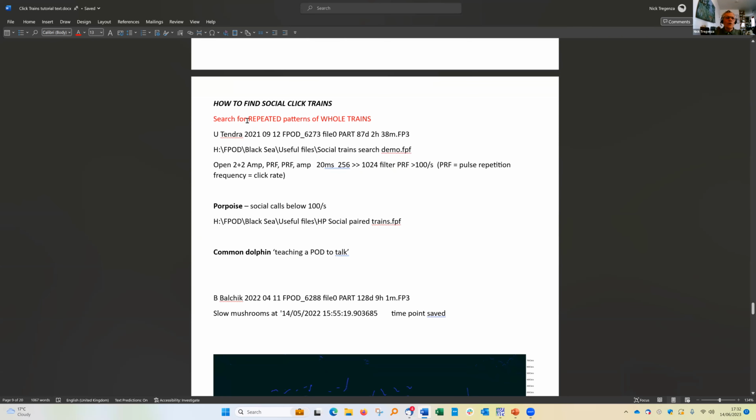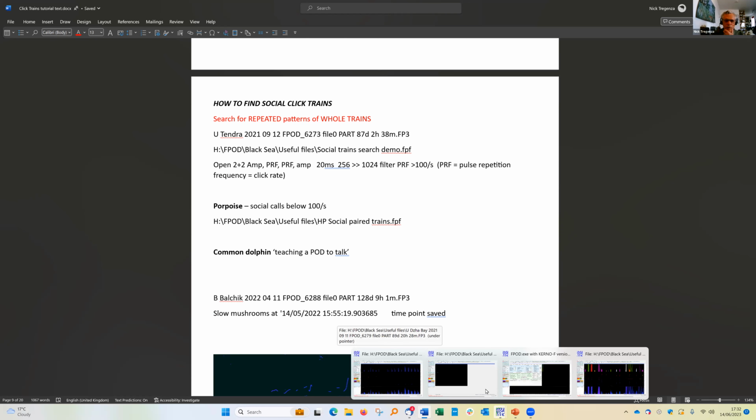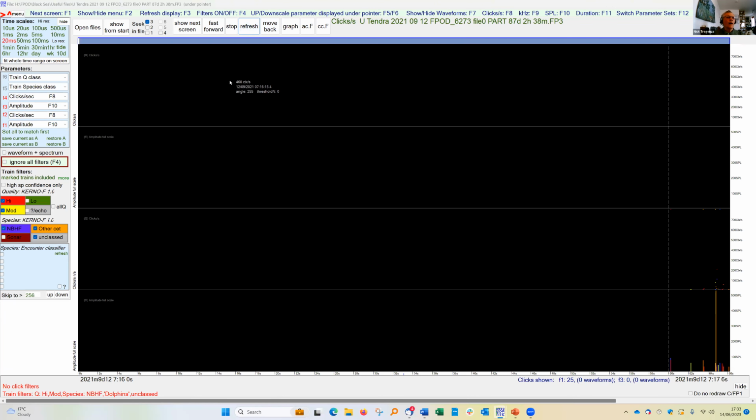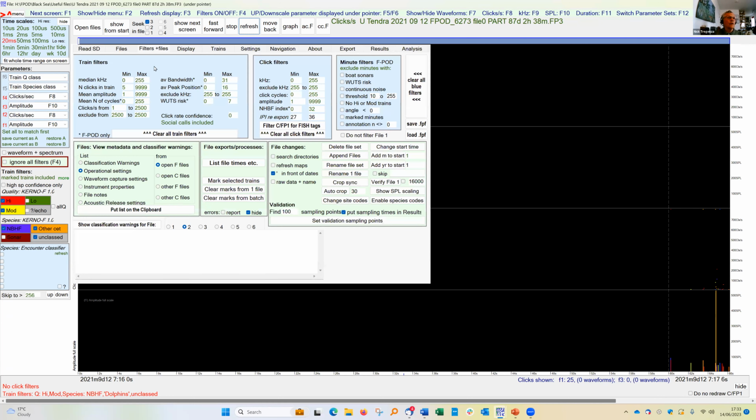So what we're going to do is search for repeated patterns of whole trains. It's not really quite going to be whole trains, but we'll develop this as we go along. So I'll show you some more data from the Black Sea. These guys in Black Sea Trends produced a wonderful data resource. This is from work that Julia did in Ukraine before the Russian invasion stopped all work at sea, and a lot of other things.